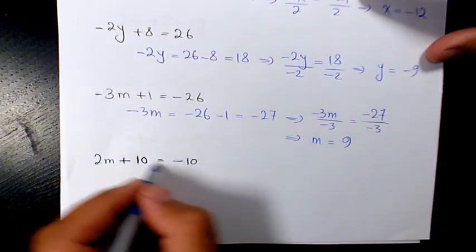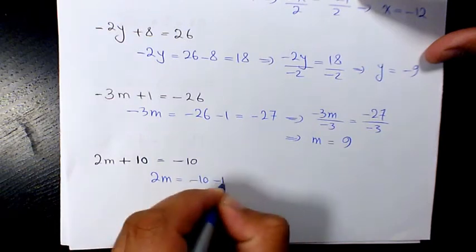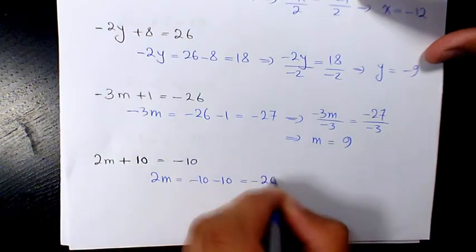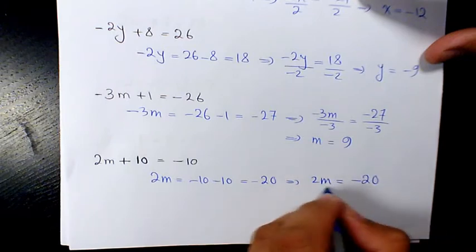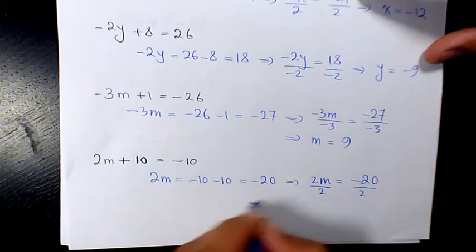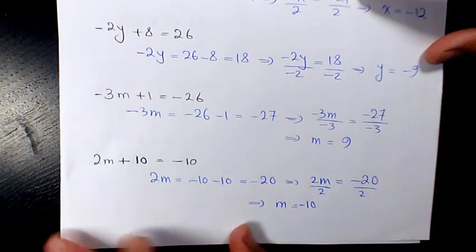2m plus 10 equals negative 10. So 2m equals negative 10 minus 10, equals negative 20. So 2m equals negative 20. I need to divide both sides by 2. So that's going to be m equals negative 20 divided by 2, which is going to be negative 10.